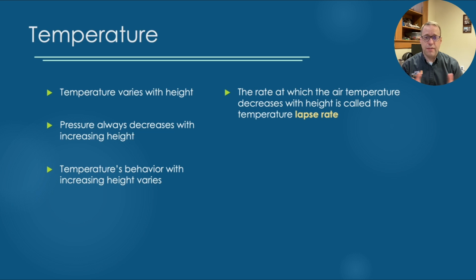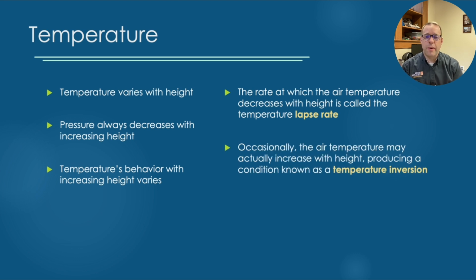And I'll show you what the average lapse rate is here in the next slide. But there are a couple of specific lapse rates I want to talk about. First, a temperature inversion. Normally, the temperature will decrease as you go up in height, but occasionally the air temperature may actually increase with height. And when this happens, you go higher in the atmosphere and it actually gets warmer. We call that an inversion because it's inverted from what we are used to. We're used to the temperature decreasing.